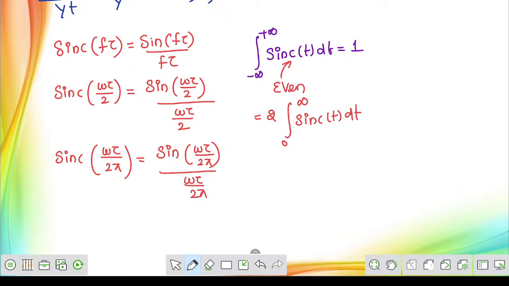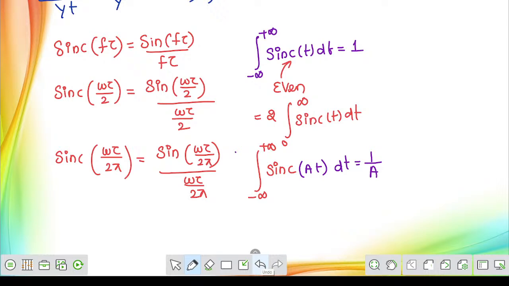Now what will they do? They will test your knowledge. They will define it from minus infinity to plus infinity, and they will introduce some arbitrary constant a into the sinc of a into t into dt. Then what will be the answer? We know from minus infinity to plus infinity, sinc of t into dt will be equal to 1. If it has been scaled by a factor of a, then your answer will be divided by the factor of a. That's it, sir. It's very simple.